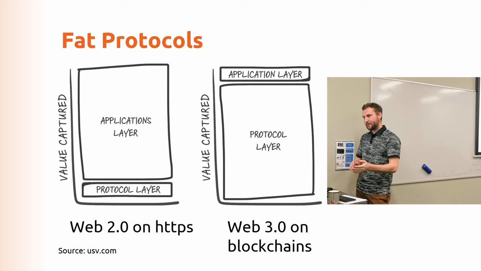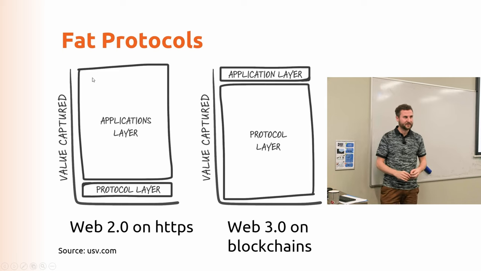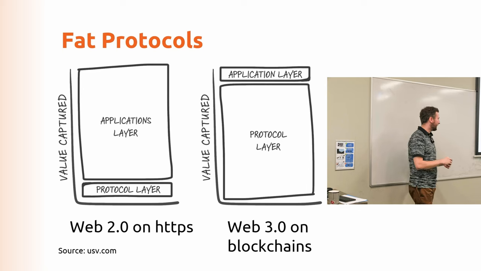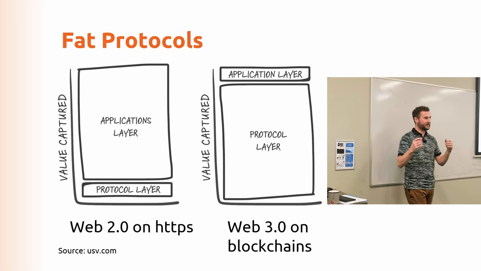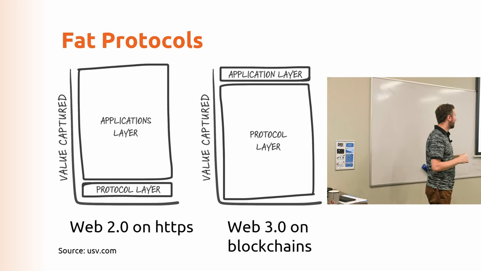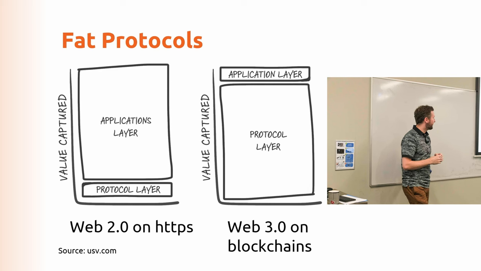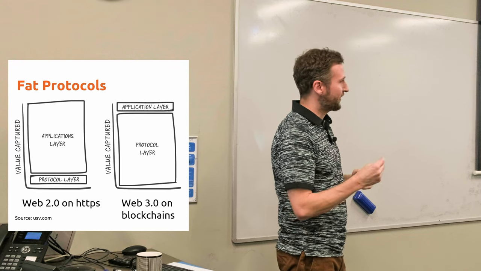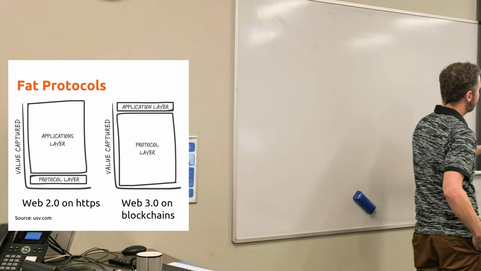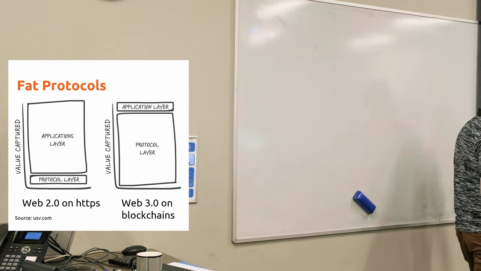Okay, quick meme here about protocols. Fat Protocols is the title of this graphic from Union Square Ventures. So they're like a tech VC company. And this is a few years old now, and they were looking at where the value is. So obviously if you're investing in new businesses and entrepreneurs, this is part of your business, figuring out where the value is. And so they say the fat layer in terms of making money is the application layer in Web 2.0, you know, HTTPS.